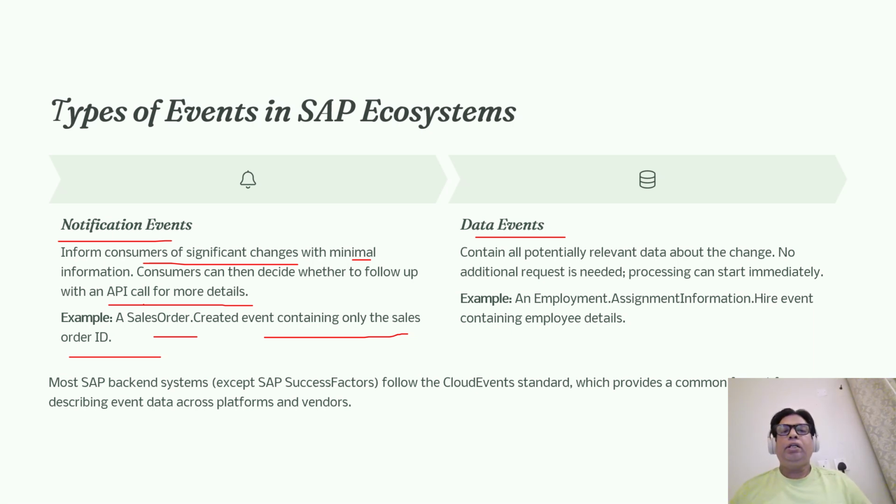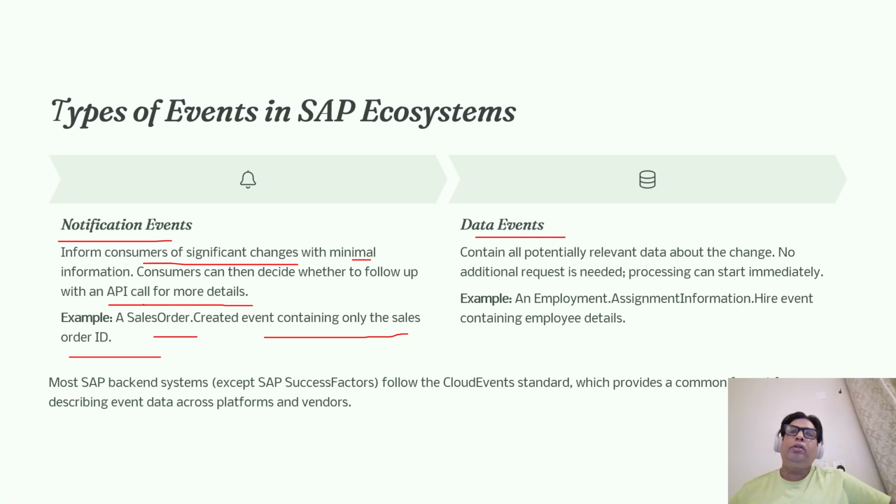And let us see what the data events are. For example, there is a data change in a particular table. So there is a record update, a deletion of a record, something that happened in the particular database. An additional request is needed to process it immediately. So this is called the data event. An example is employment assignment information, a hire event containing an employee.